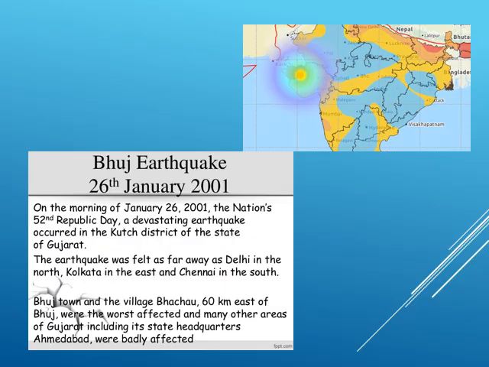The second example, children, took place on 26 January 2001 on Republic Day. A lot of children died during this because they had gone to school. The earthquake was felt as far away as Delhi. Bhuj town was the worst affected, and the area surrounding it. So this was the earthquake again.